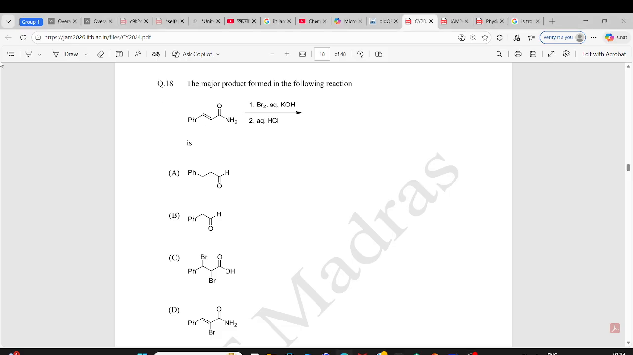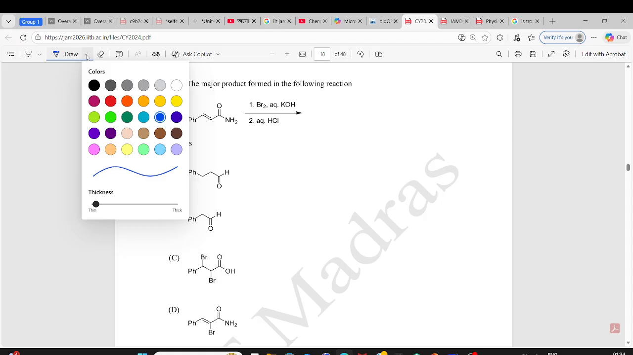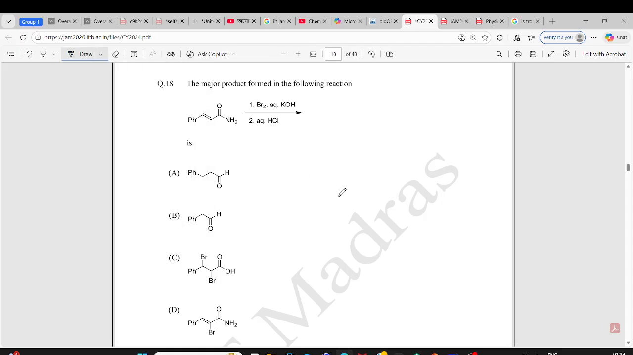This is basically a question for IIT JAM. This question was asked in the IIT JAM 2024 exam. And it's a very good question, a typical IIT JAM question.